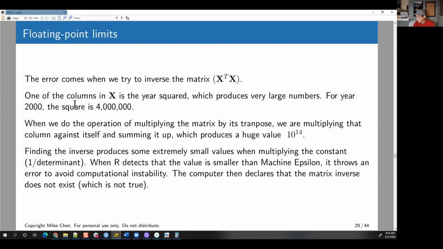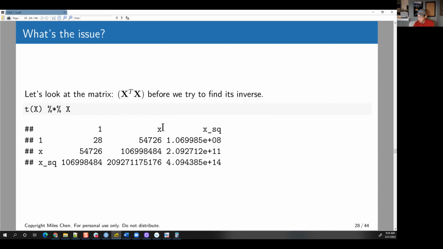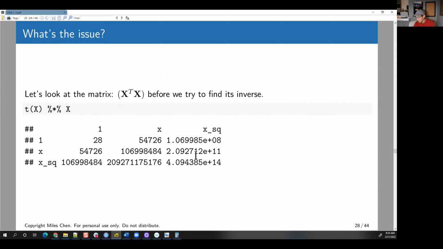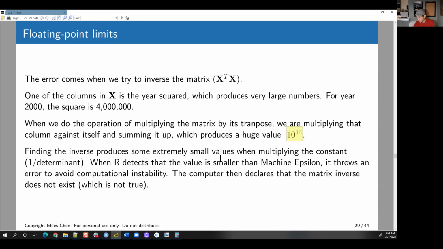When you take the column X and you square it, because the numbers are like, say, 2000, right? It's the year 2000, the year 2000 squared is 4 million. And then when you do X transpose X and you multiply those things and you sum them up, we end up getting huge values, something on the order of 10 to the 11, 10 to the 14, right? This column ends up being really big.